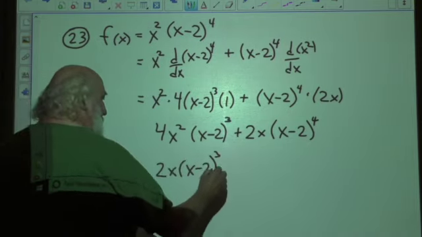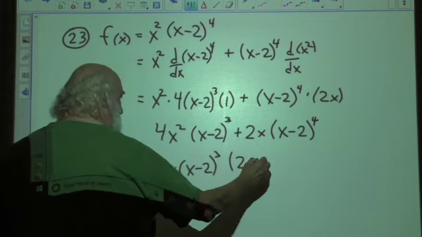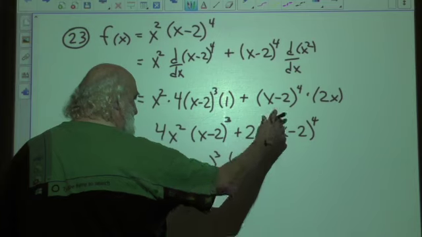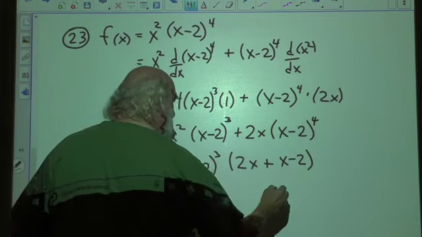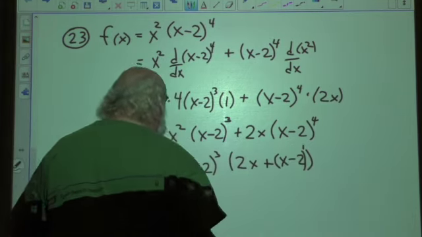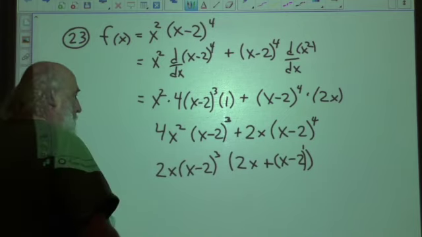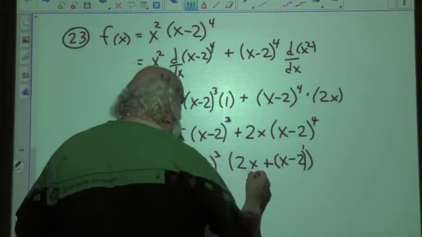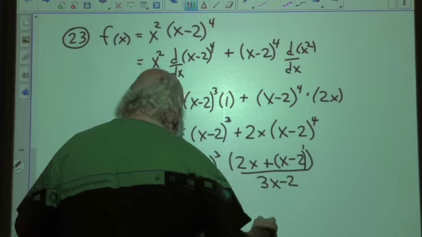That's going to leave us 2x here, plus, and that's going to leave us x minus 2 here. I'll put that in emphasis, the first power, because we took 3 of those out of there. Okay, now I'm going to simplify this right here. This becomes 3x minus 2.